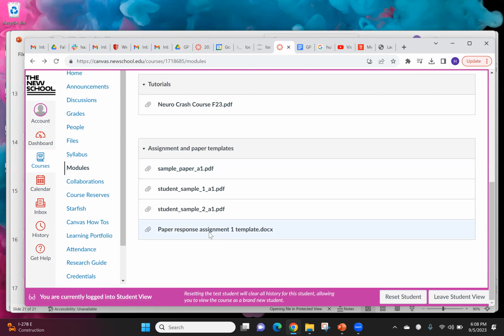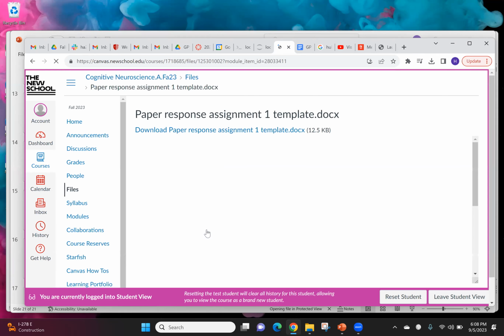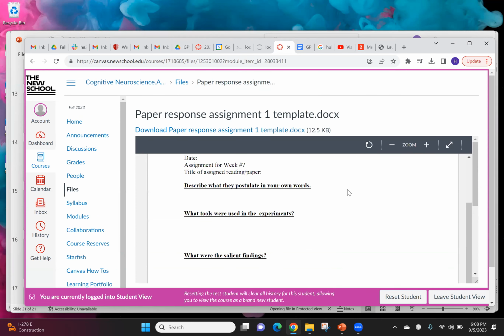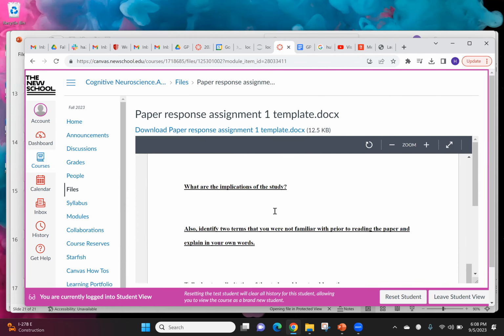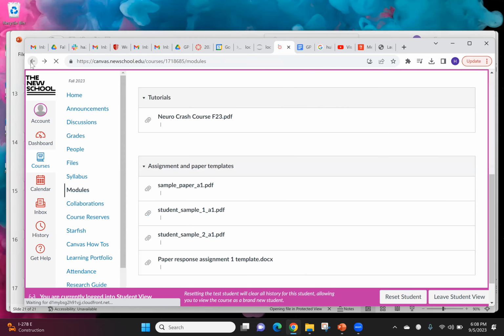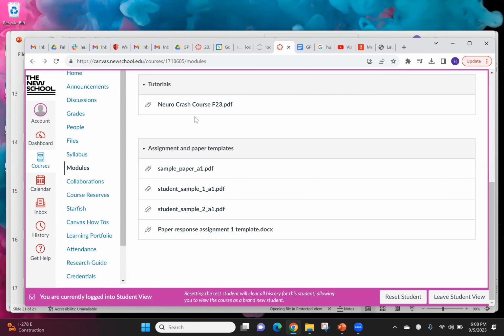And there is a template here that you'll use to format your response. Basically, this is a Word document. You could download it and fill it in with your responses. But the paper is not this paper that I have here. This is just a sample paper for you to match to the responses that the students wrote, in order for you to understand what the expectation is.